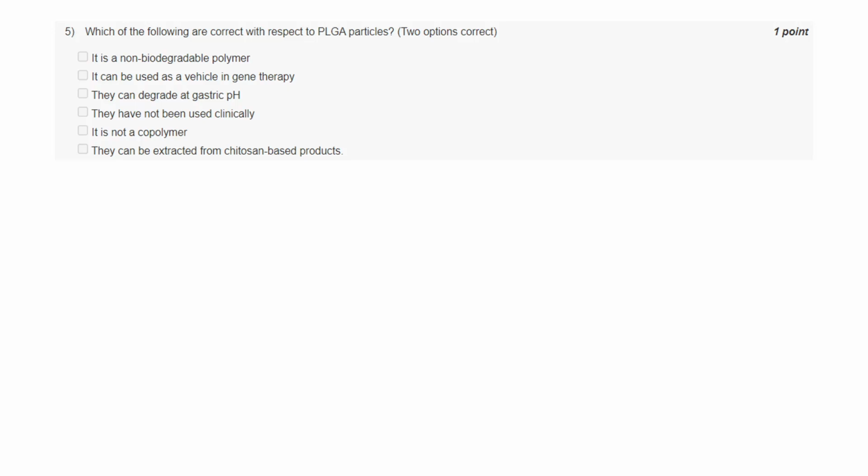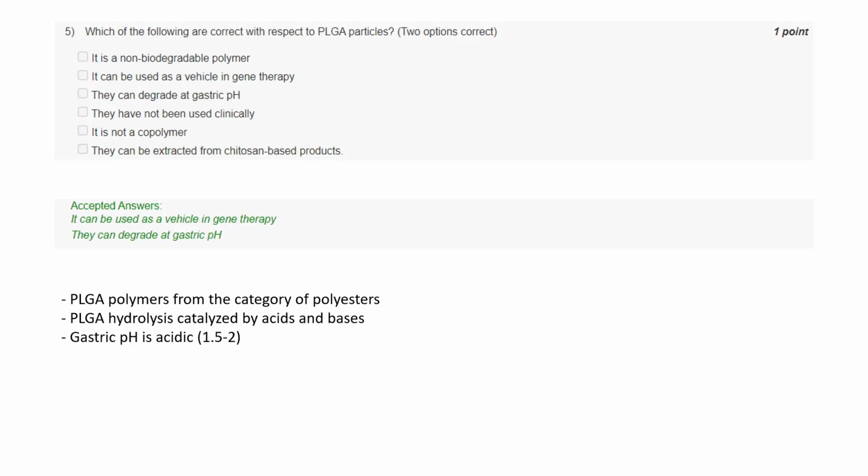Next question was, which of the following are correct with respect to PLGA particles? And the right option was they can be used as a vehicle in gene therapy, and they can degrade at gastric pH, because PLGA comes from a class of polyesters. They are easily hydrolyzable by acids and bases, and since gastric pH is highly acidic in nature, it can easily degrade PLGA. Also, PLGA is widely used as a vehicle in gene therapy to avoid denaturation of your gene.